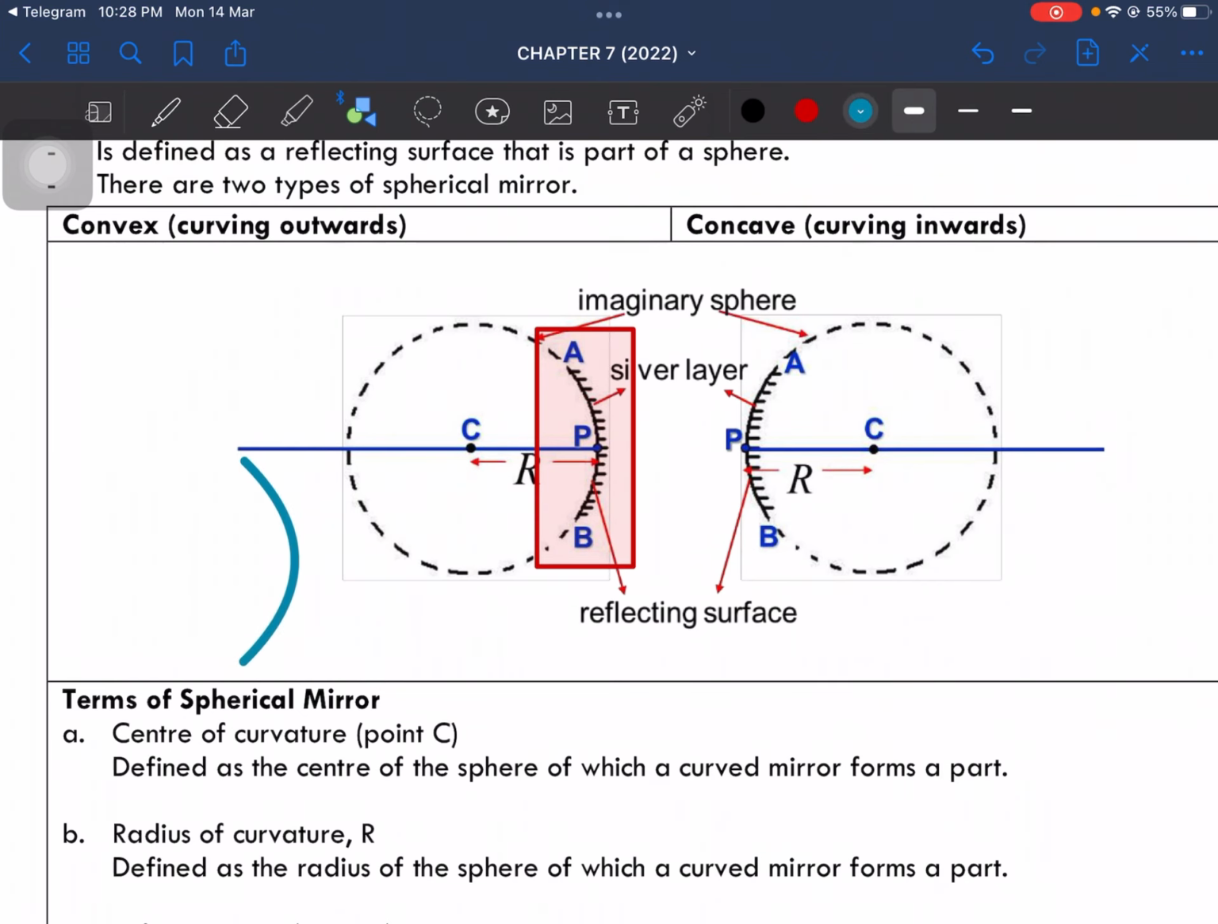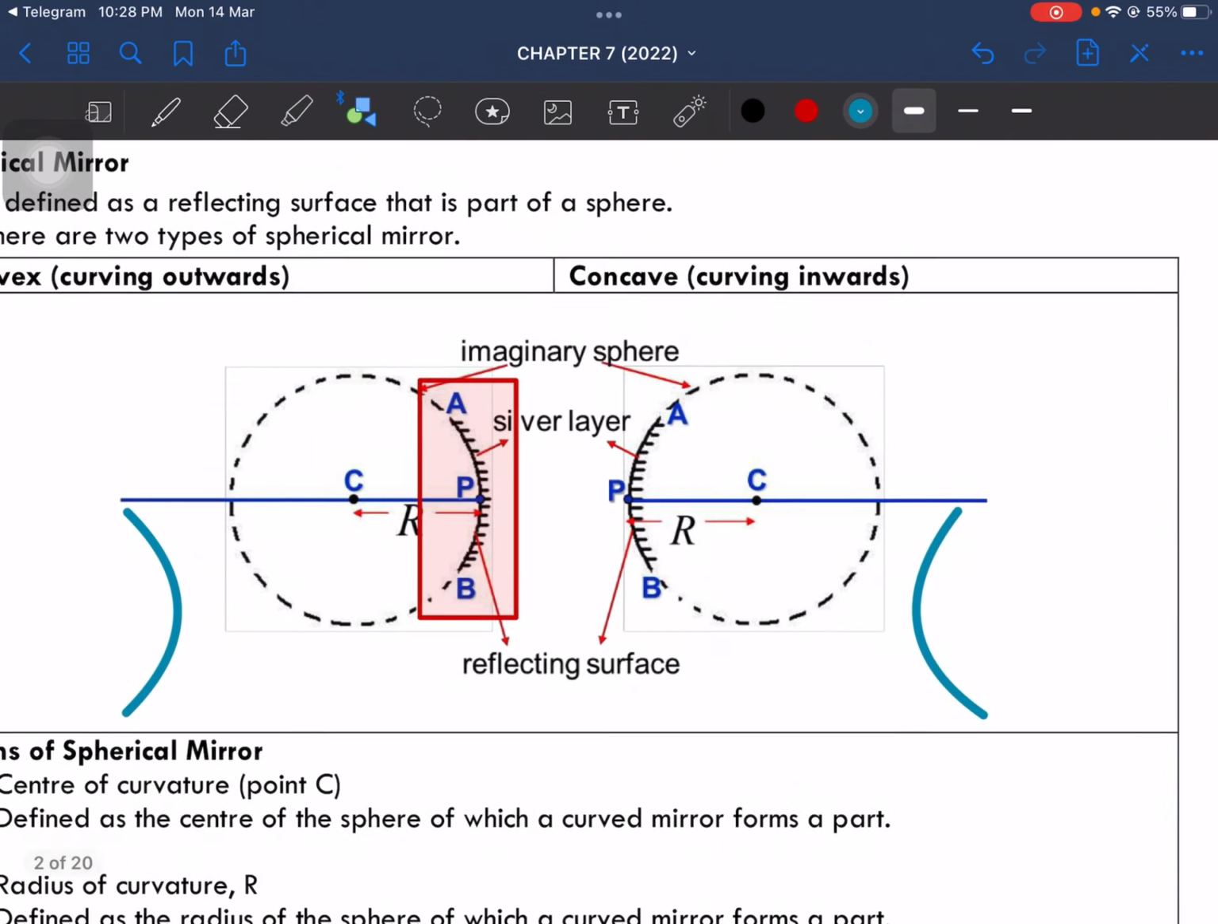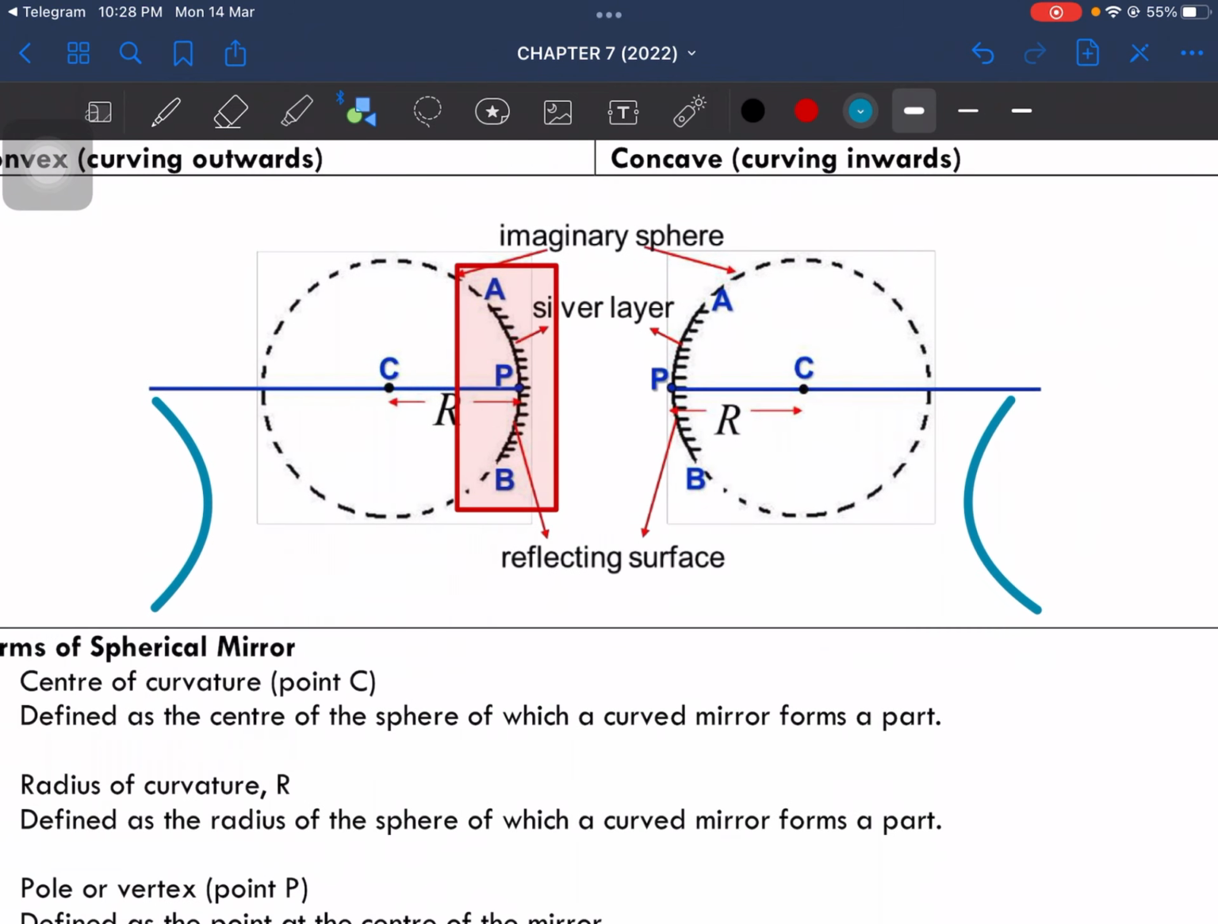Okay, so this is the concave mirror, and then the convex mirror is curving outwards. Okay, I'll correct this later before I upload the notes.